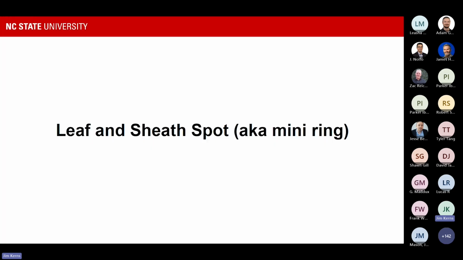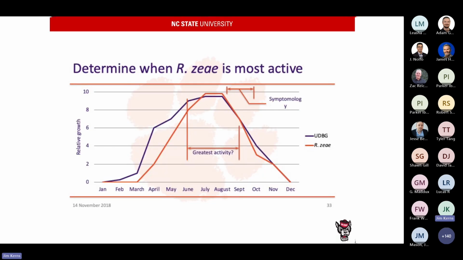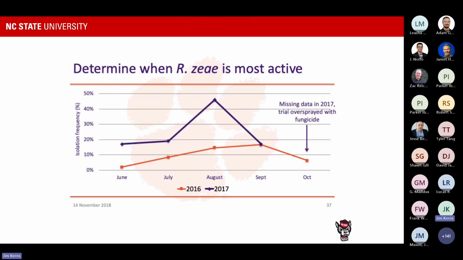So another quick little skip to leaf and sheath spot to finish up. I think some of the issues with mini ring is this name. It doesn't affect the leaf and sheath based on our experience. Luke Dancy saw the sclerotia and hyphae down in the root, right? Activity very similar to take-all root rot. So during this time, we need to irrigate in our fungicides, and I think that may be a mistake with mini ring.